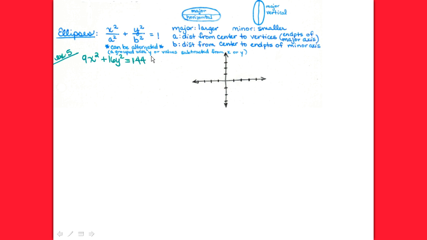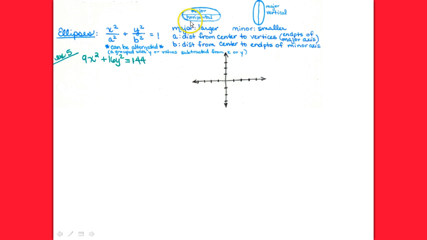A can be grouped with x or y. Additionally, to start with, they're just giving us ones that have no value subtracted from x or y. So they're not being shifted at all, so that means their center's at 0, 0. But we will see ones later on in this section where we do have values subtracted from x and y, and that alters the look of the equation as well. So I just wanted to give you a warning that it's not always going to look like this. However, if an ellipse equation is in standard form, it's always set equal to 1.